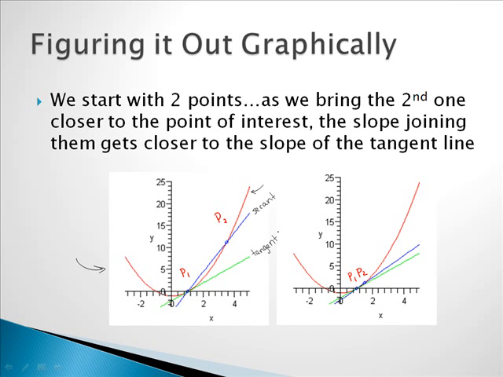So again, we want to find the slope of the green line, the tangent, but all we know how to do is find the slope of the blue line, the secant. So here's the idea. What we want is the slope at just P1.